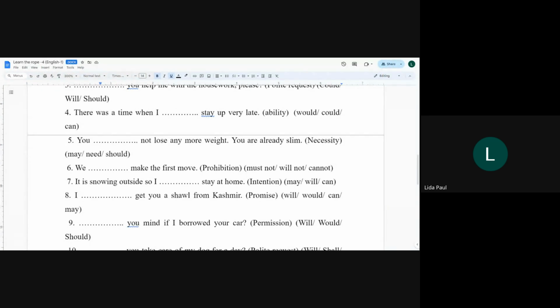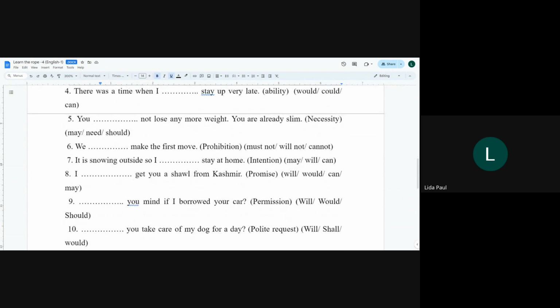The seventh one: it is snowing outside, so I dash stay at home. Intention. Now, what did we learn? Intention is shown by which modal? Will. It is snowing outside, so I will stay at home. Intention, right? Eighth one: I dash get you a shawl from Kashmir. Promise. I think I already gave you this. Will. I will get you a shawl from Kashmir.